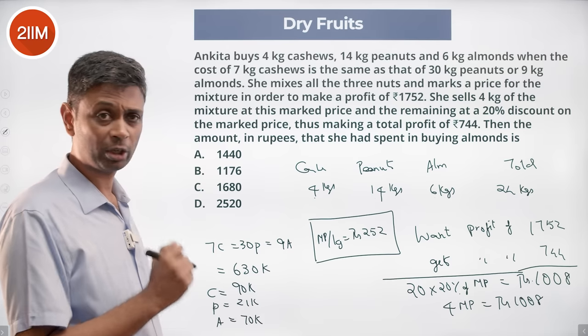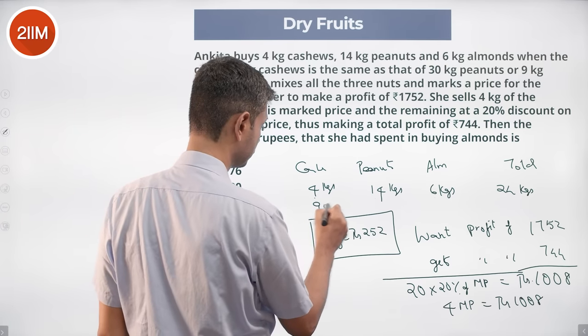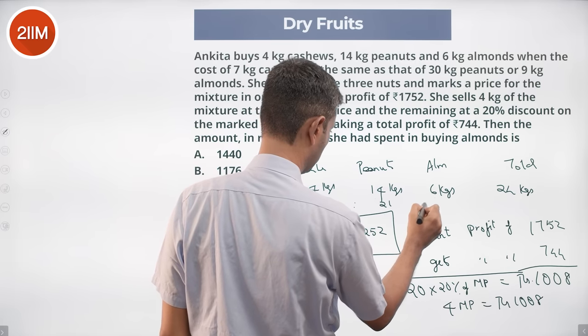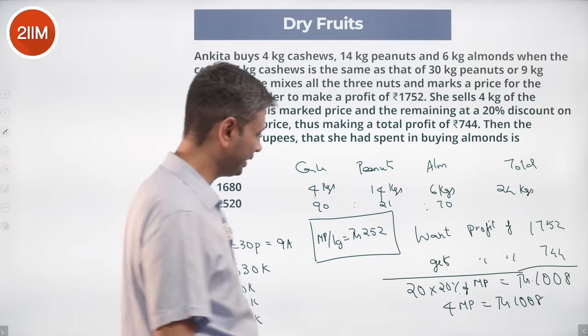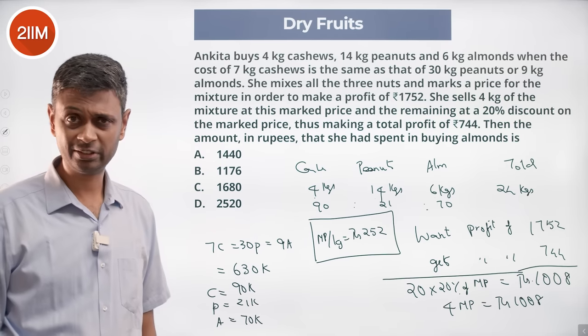The per unit pricing is in the ratio 90 is to 21 is to 70. 90k, 21k, 70k. That's the per unit pricing.